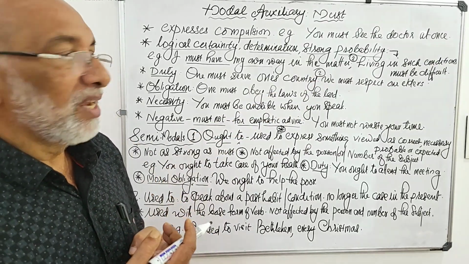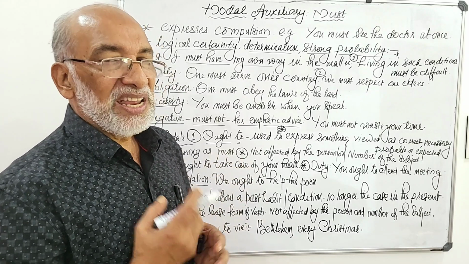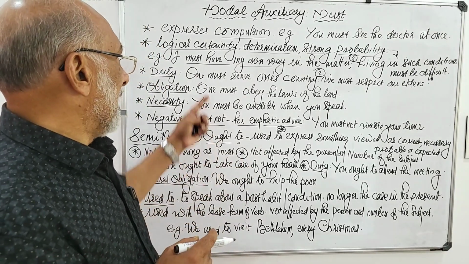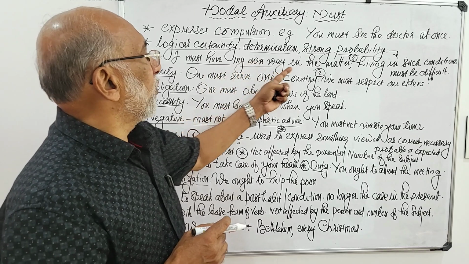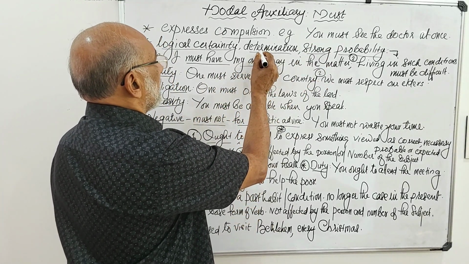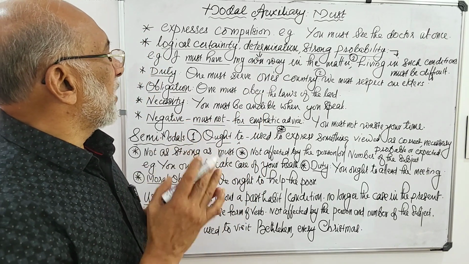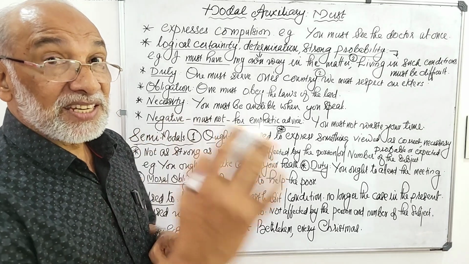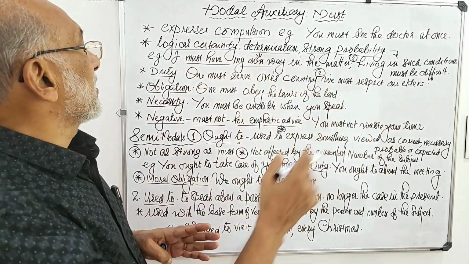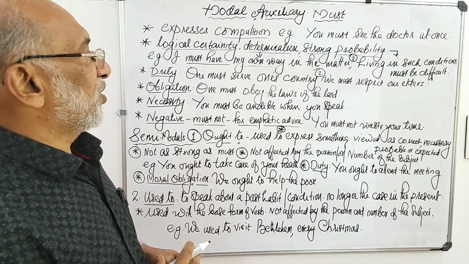Then, second one, logical certainty, determination and strong probability. Must can be used to express logical certainty, determination and strong probability. I must have my own way in the matter. It shows my determination. I have decided on it. Okay, you have decided on something. That's why I say I must have my own way in the matter.